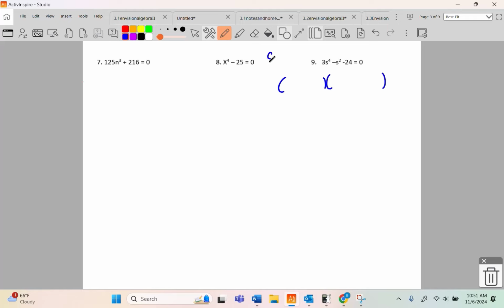To make an s to the 4th, it's going to be an s squared times an s squared because we add exponents. 2 plus 2 is 4. Takes a 3s squared and another s squared to make 3s to the 4th. Factors of 24 are probably 6 and 4, but not in this case. 8 and 3 is your pair.